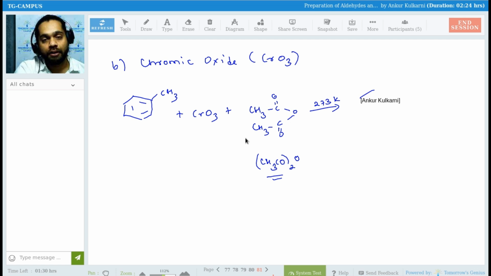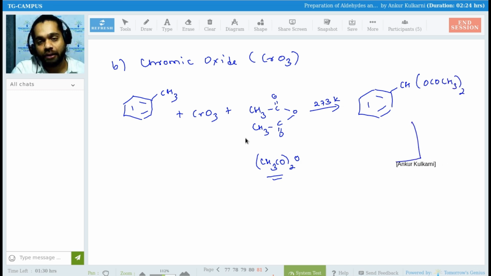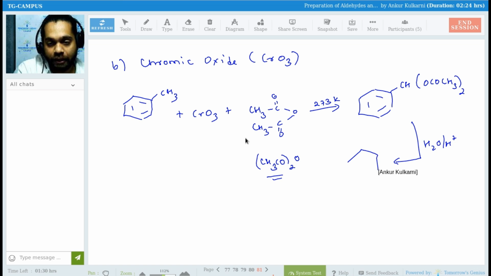So what happens over here? Again two hydrogens will be replaced and you will have CH. Now instead of chromium, I have OCOCH3 twice. Again if I do the acid hydrolysis, what will I get? Again I'll get a benzyl derivative.